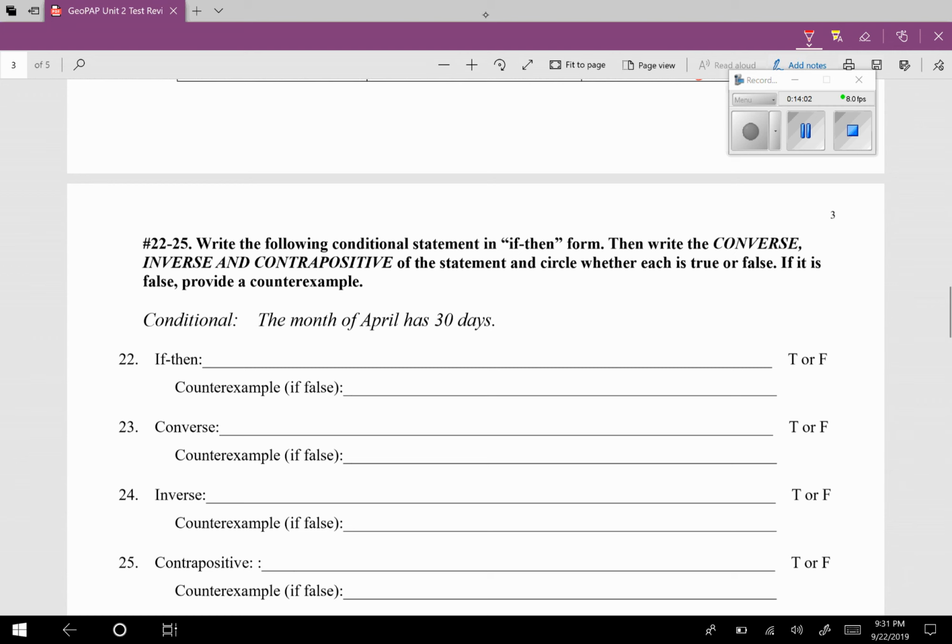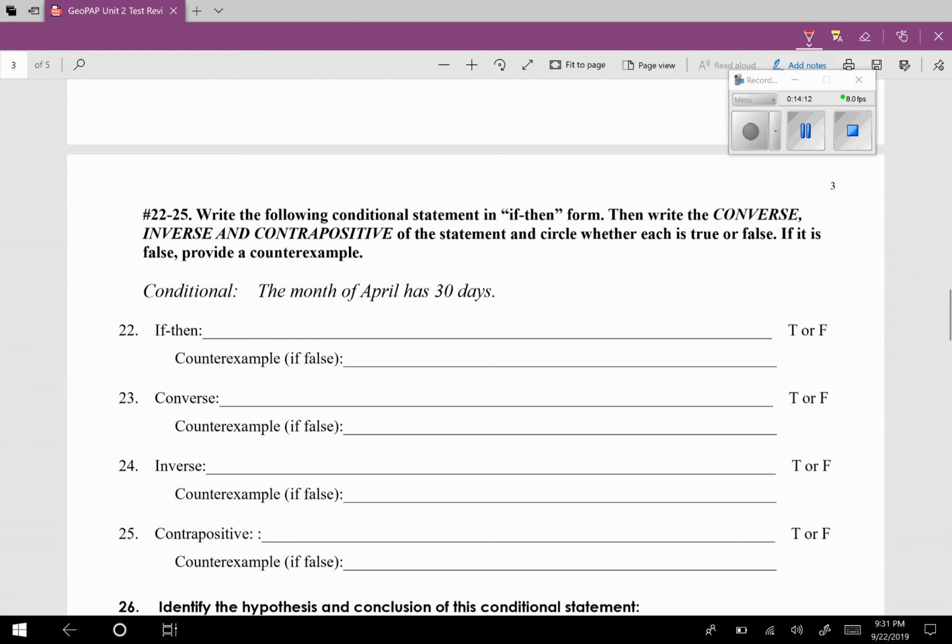Okay, 22 through 25, we have to write the statements they're asking for and give a counterexample if they're false. So the conditional: the month of April has 30 days. Okay, we're going to write the if-then, the original one.